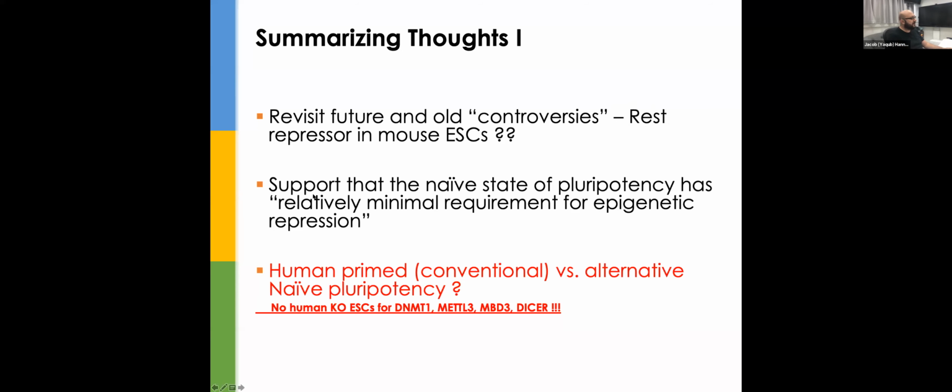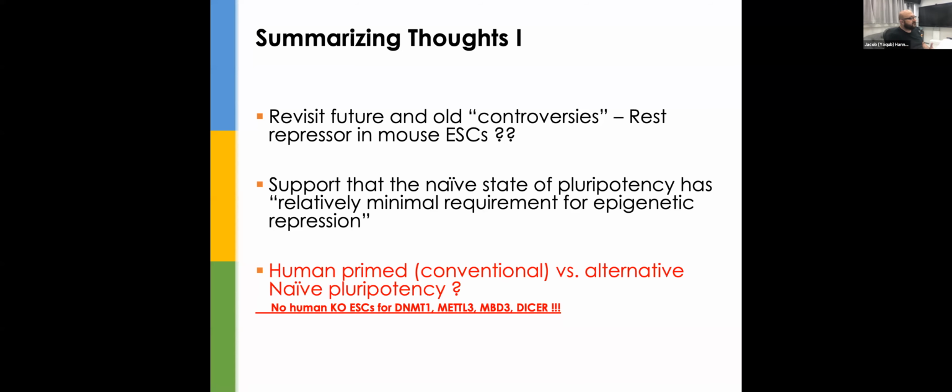Second of all, if we want to talk about naive pluripotency in the inner cell mass, it seems that it is a unique state that doesn't need epigenetic repressors. So somatic cells, as you know, need microRNAs and DNA methylation, but these really early cells don't need them to sustain themselves. They can do fine without them. They need them to differentiate and become primed.